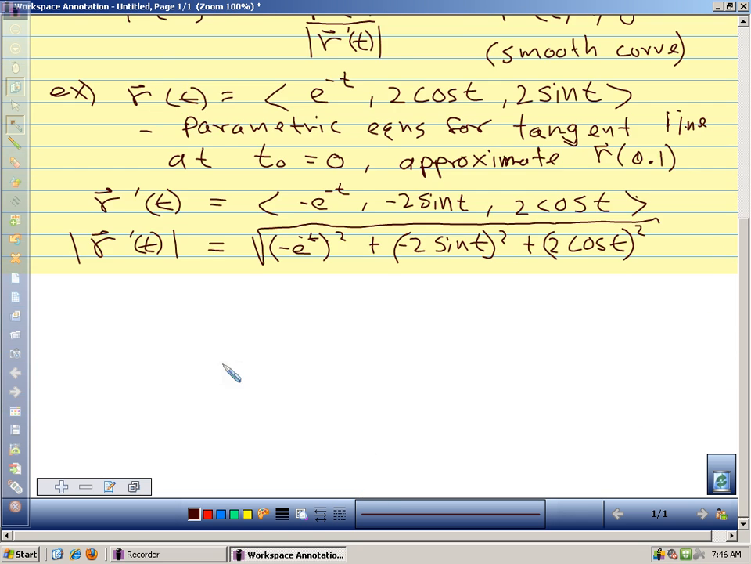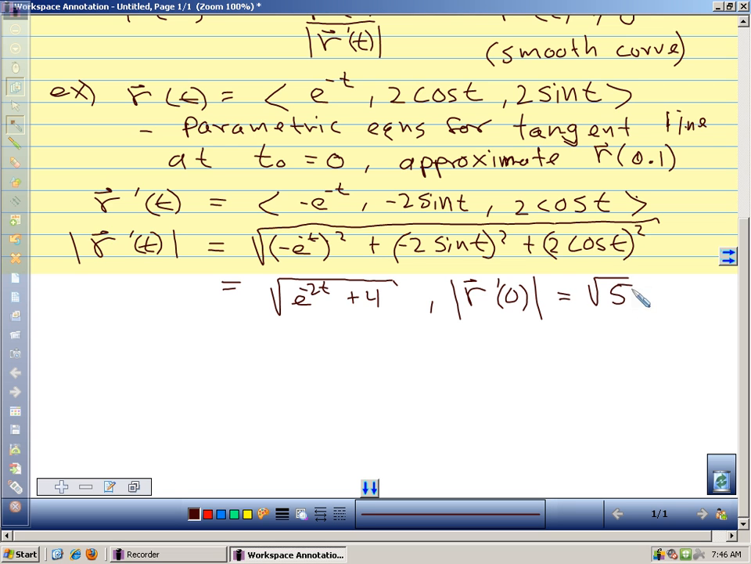And if we work that all out, do our algebra, we end up with the length of r prime is the square root of e to the minus 2t plus 4. R prime of 0, because we want the direction vector, the vector in the direction of our tangent line at time 0. So the length of r prime at 0 is going to be the square root of 5.